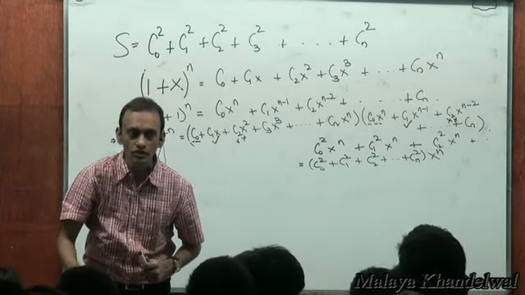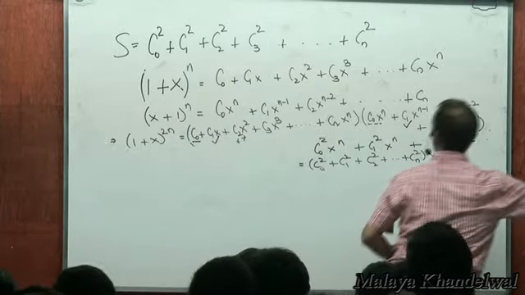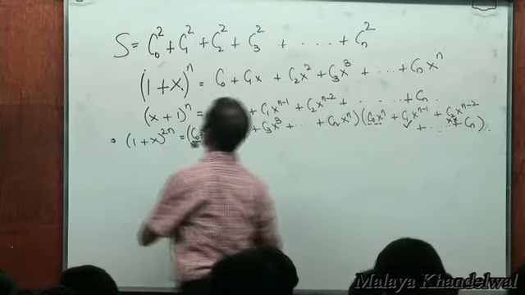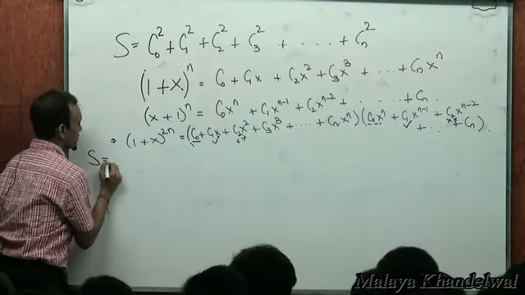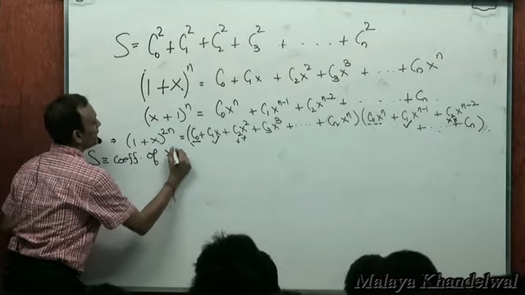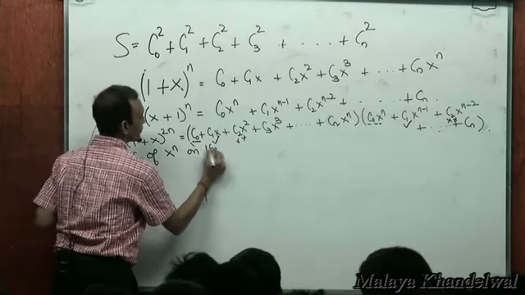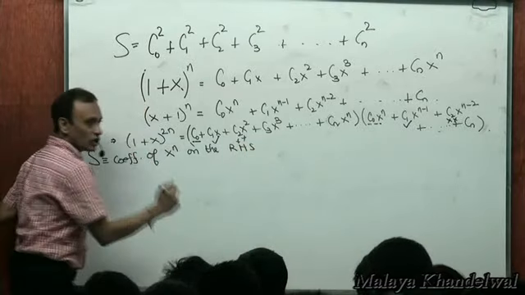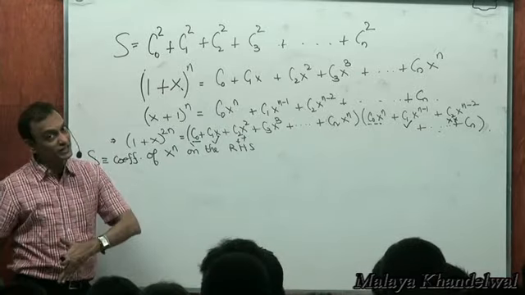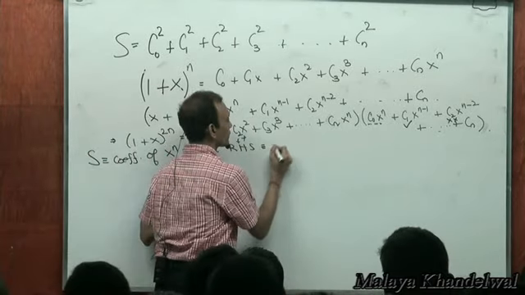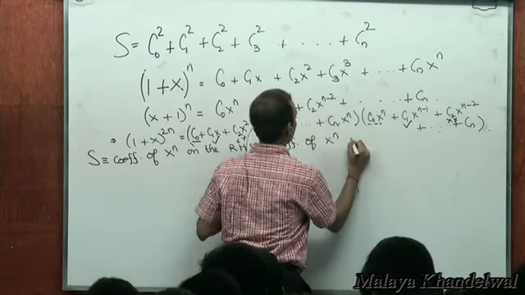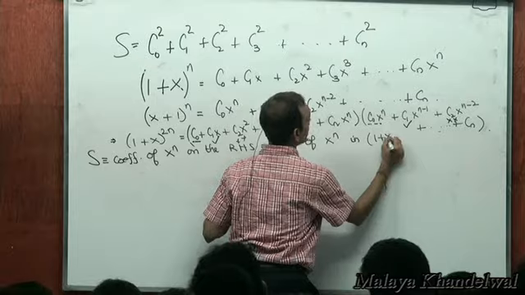The required sum S is the coefficient of x^n on the right hand side. Has this registered in you? So S, the required sum, is the coefficient of x^n on the right hand side, that is c0 squared plus c1 squared plus c2 squared and so on, and this must be the same as the coefficient of x^n in (1+x)^2n on the left hand side.